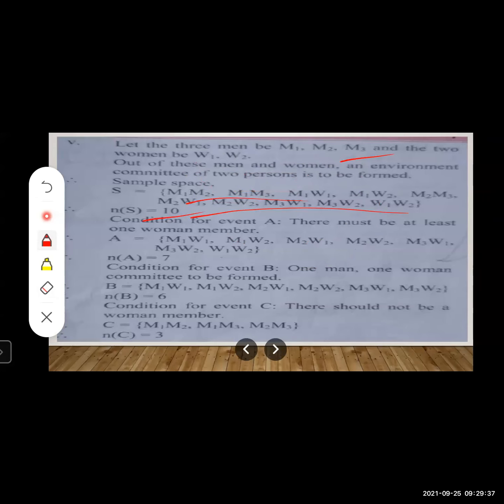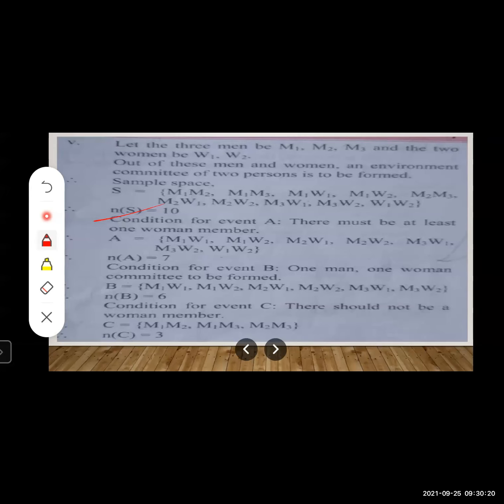Now we will concentrate on the conditions. Which are the conditions given over here? Let us see the first condition. The condition for the event A is given as: there must be at least one woman member. Yes, students, what is the first condition? We are going to form a committee of 2 members, but what we want is at least one woman member. At least one woman means, if there is more than one woman, then also it is okay. But at least we want one woman in the committee, right?